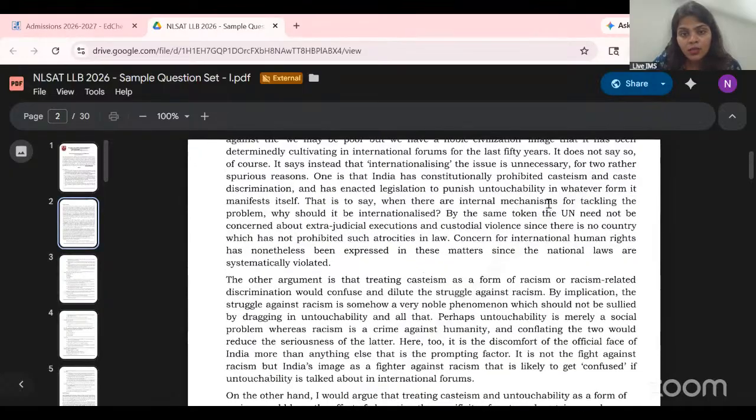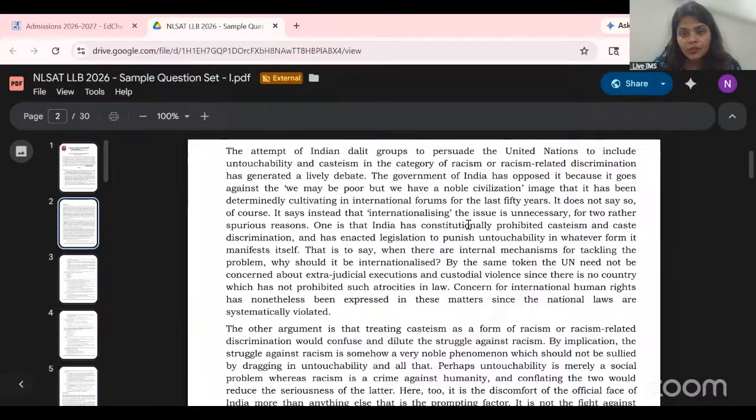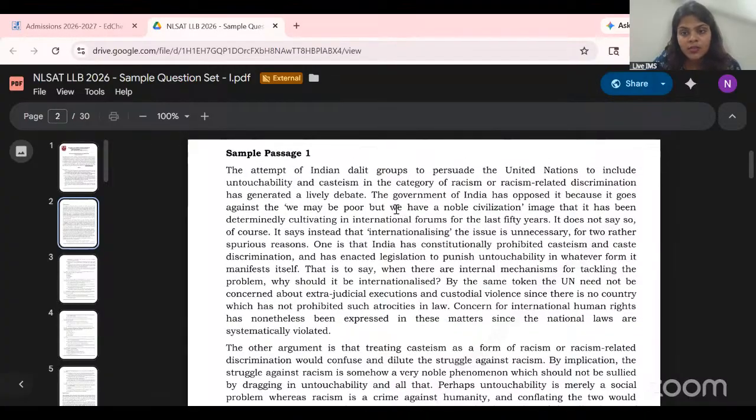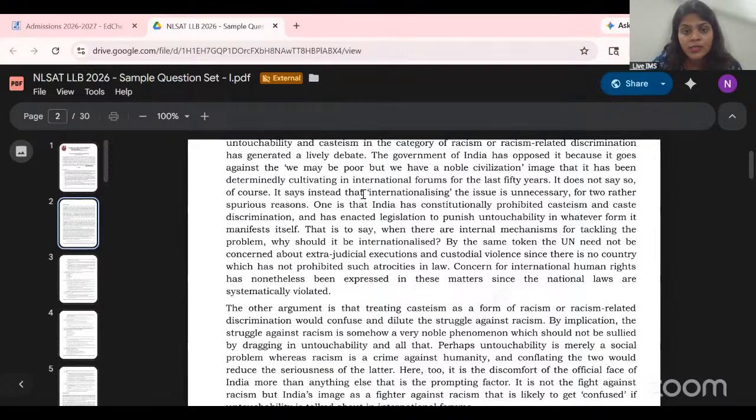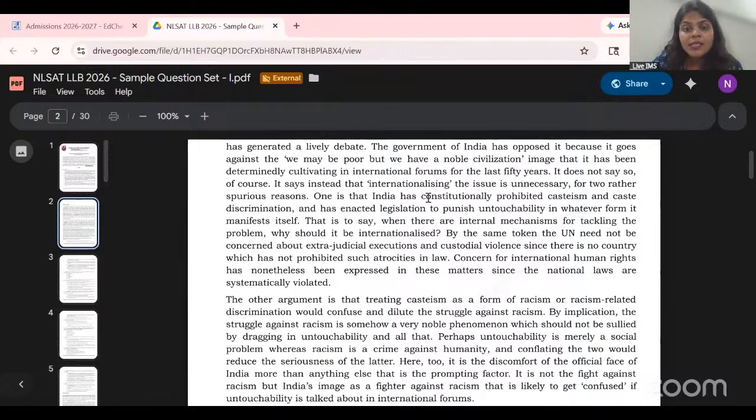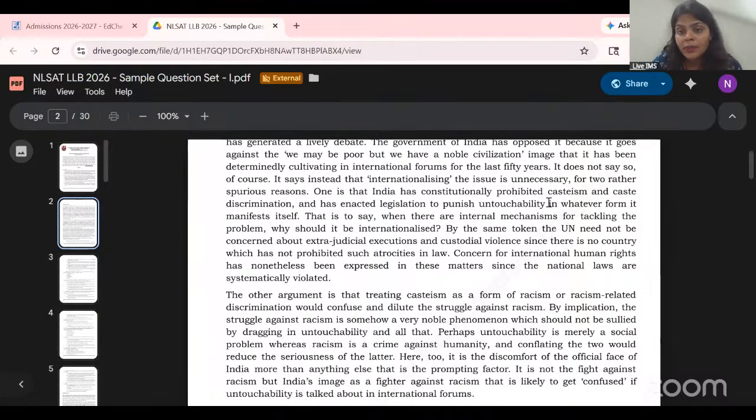It is mentioned here, internationalization of the issue. It mentions that the government of India has opposed it because it goes against the image of 'we may be poor, but we have a noble civilization', that it has been determinedly cultivating in international forums for the last 50 years. It does not say so, of course. Instead, it says that internationalizing the issue is unnecessary for two rather spurious reasons. One is that India has constitutionally prohibited casteism and caste discrimination and has enacted laws.